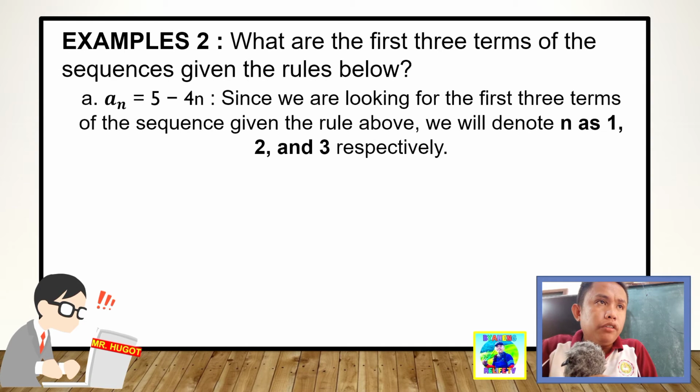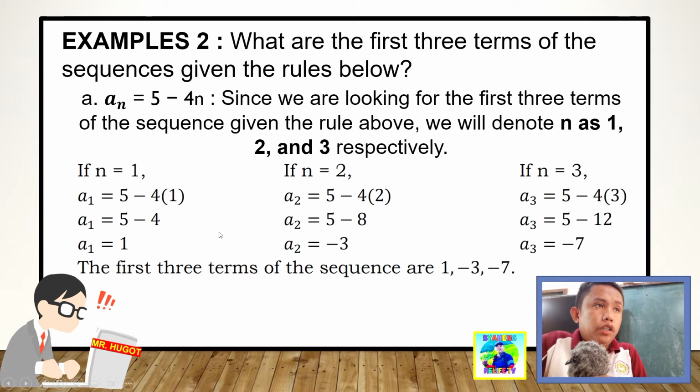Kung example number 2 naman guys, ang ating given equation ay 5 minus 4n. This time, nauna guys ang ginawa natin ay multiplication and addition. Ito naman guys ay multiplication tapos subtraction. So, ibig sabihin, if we're going to solve them, 5 minus 4 times 1, di ba unahin natin to. 4 times 1 is 4, 5 minus 4 is 1.